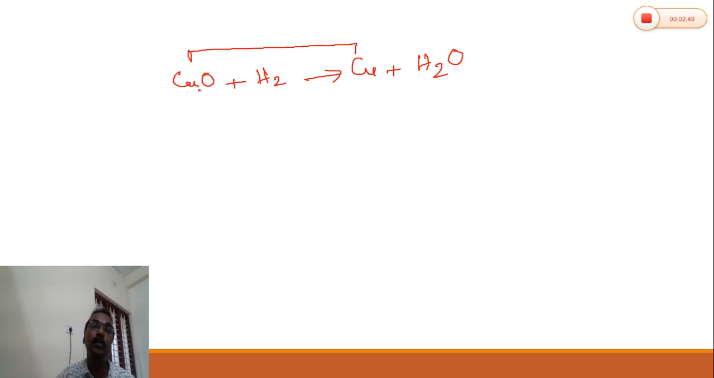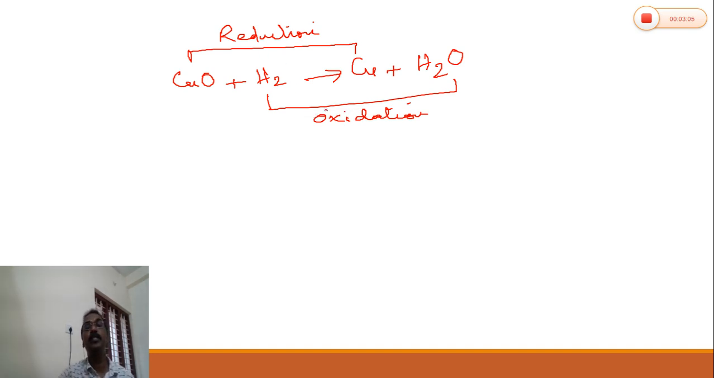Let us write it one more time: CuO plus H2 gives Cu plus H2O. Now, copper oxide changes to copper. What happens to copper oxide? It loses oxygen. Removing oxygen means reduction. Then hydrogen changes to H2O, so oxygen is added. So this is oxidation. Now, in this reaction, both reduction and oxidation take place together. So this is an example of a redox reaction.